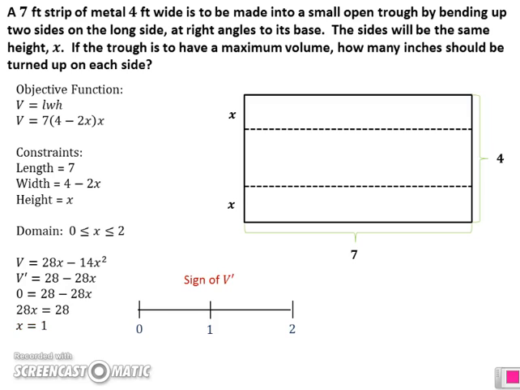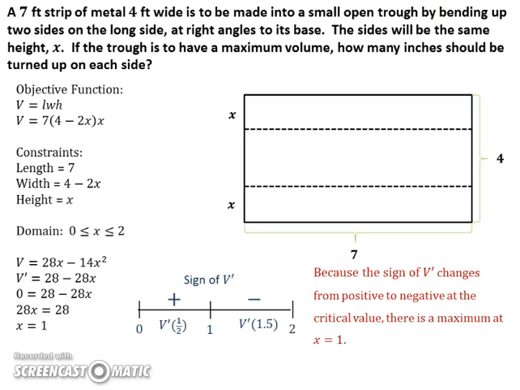So let's use a sign chart like we've been doing. Plug numbers in. Plug a number in between 0 and 1. It's a positive number. I'm plugging it into the derivative equation, this one here. And then plugging a number in between 1 and 2, we get a negative. So check it out, this is the first derivative test. Because the sign of the derivative changes from positive to negative at a critical value, that means that x equals 1 is a maximum. Because if we're talking about the graph of V, it has a positive tangent line and a negative tangent line, and this point right here is where it's flat. So that creates a maximum.